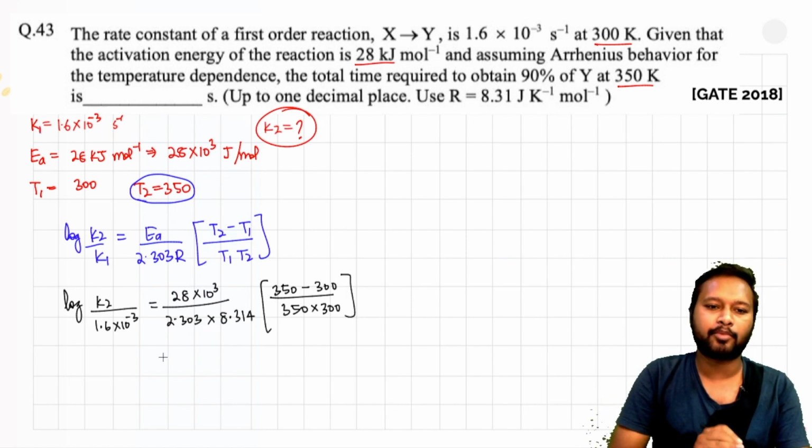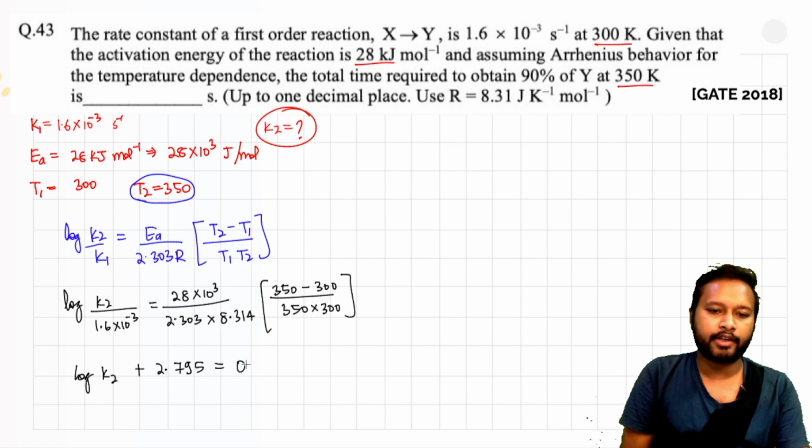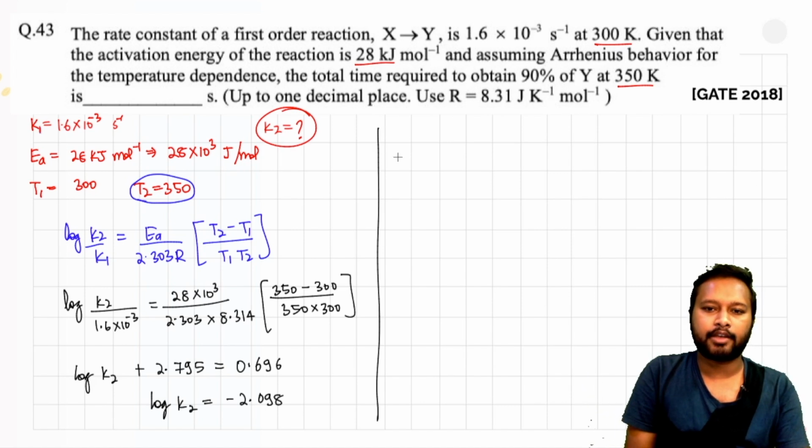Now everything depends upon how easily you are going to calculate it. Use your calculator to solve it further, and here you are going to get log k1 plus 2.795. Just match these calculations. On the other side, if you calculate this, you will get 0.696. So basically your log k2, if you subtract this, you will get minus 2.098. That means that k2 is equal to 10 to the power minus 2.098, or antilog of that.